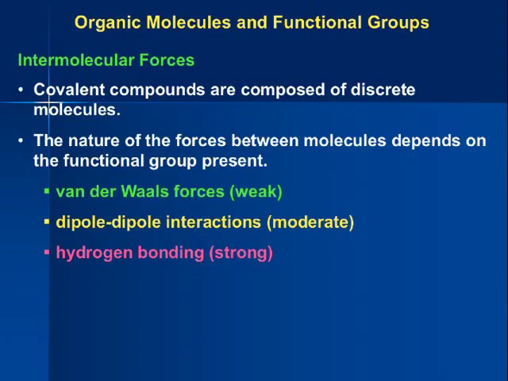Why do we separate hydrogen bonding out? All it really is, is a strong, what? It's a strong dipole-dipole interaction. That's all it is, right? But it's much stronger than a typical dipole-dipole. And so we call it hydrogen bonding.